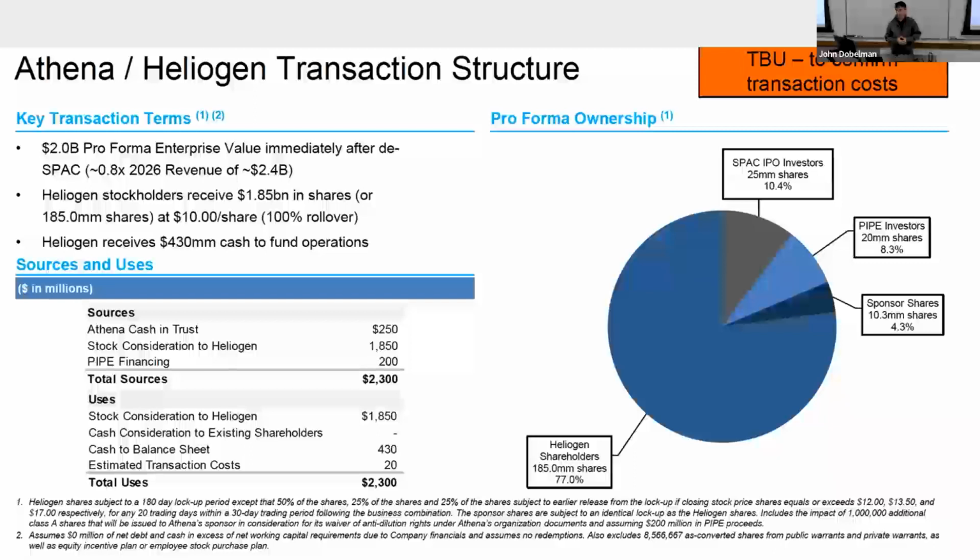But now the thing is trading at $5, it's kind of frustrating. That's fine, it's less than 1% of our total portfolio, so we are fine. It's hurting us, but not that much. On the pie chart, you can see the structure of the pro forma ownership. The original hydrogen company shareholders get 77% of the total shares, and the public share investors get about 8.3%.